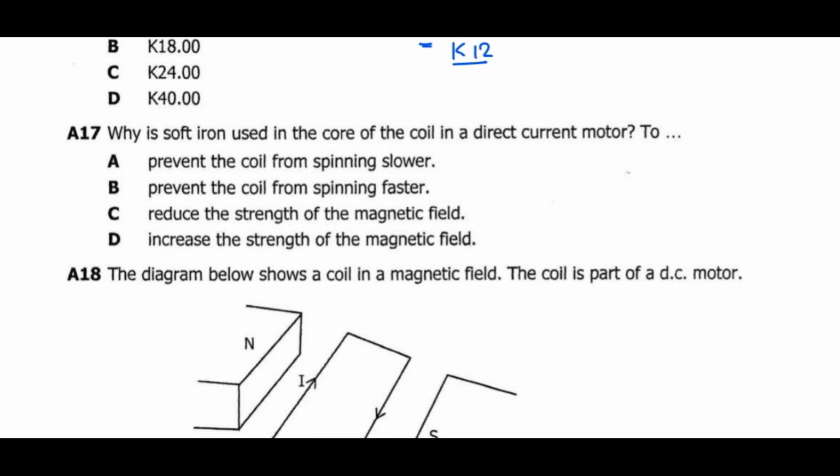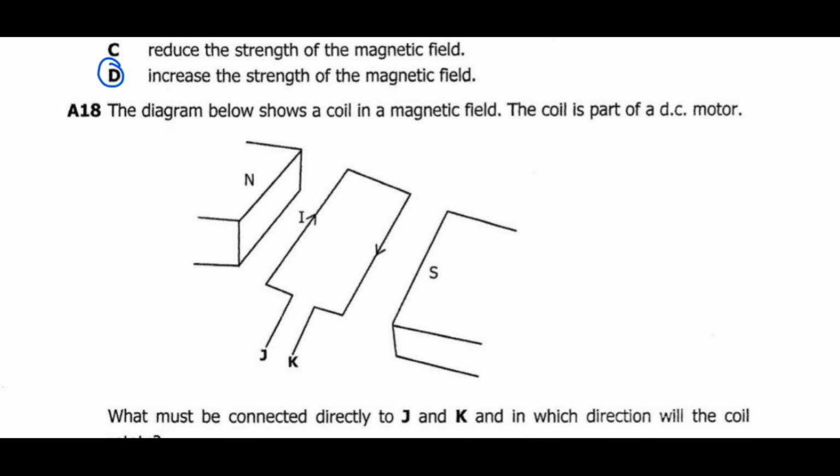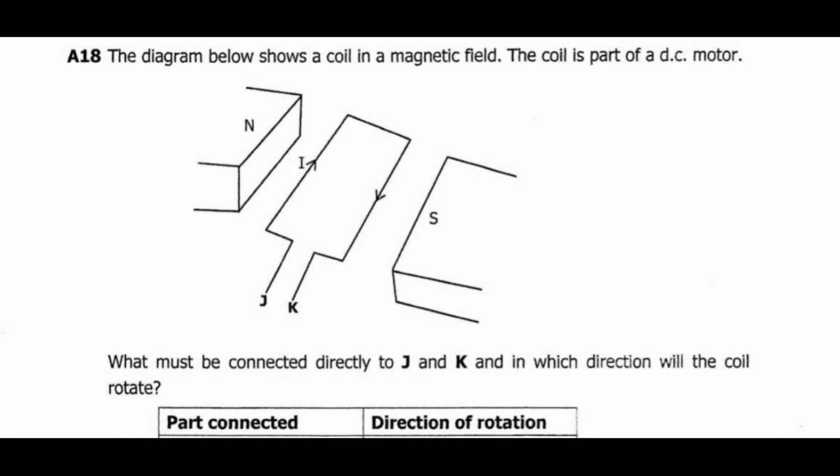So 17, why is soft iron used in the core of the coil in the direct current motor? A, to prevent the core from spinning? No. B, prevent the core from spinning faster? No. C, reduces the strength of the magnetic field? No. D, increases the strength. Because we know that iron is easy to magnetize and also to demagnetize, so that increases the strength.